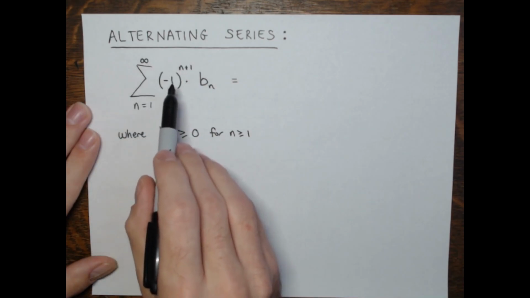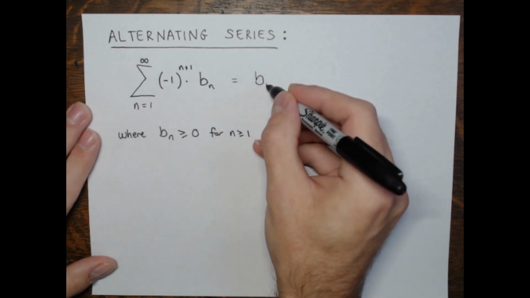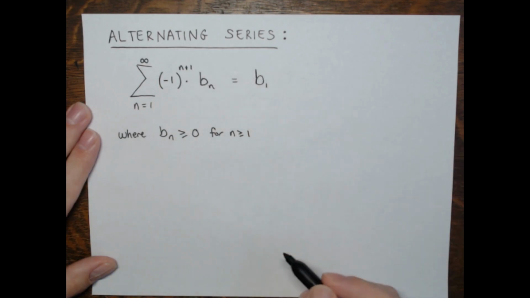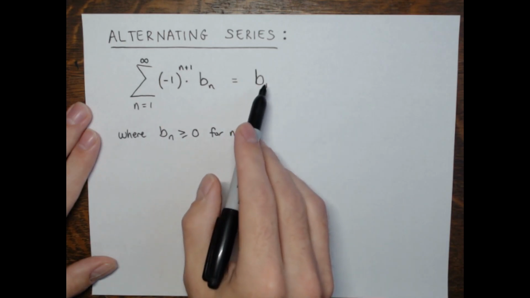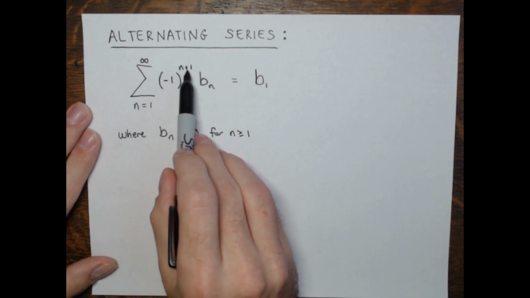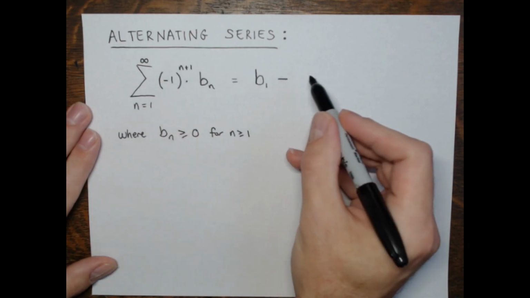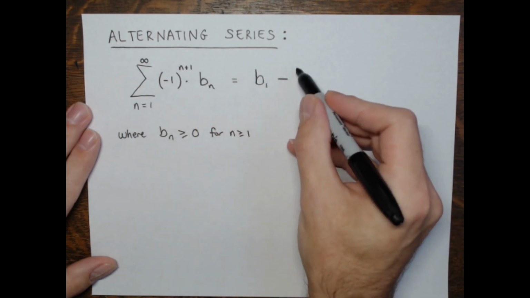When n equals 1, you've got -1 squared, so it'll just be b1, right? Positive b1, a positive number. So there's one positive term. And then when n equals 2, we'd have -1 to the third, which is -1 to an odd power, which will be -1. So the next term will be minus b2.